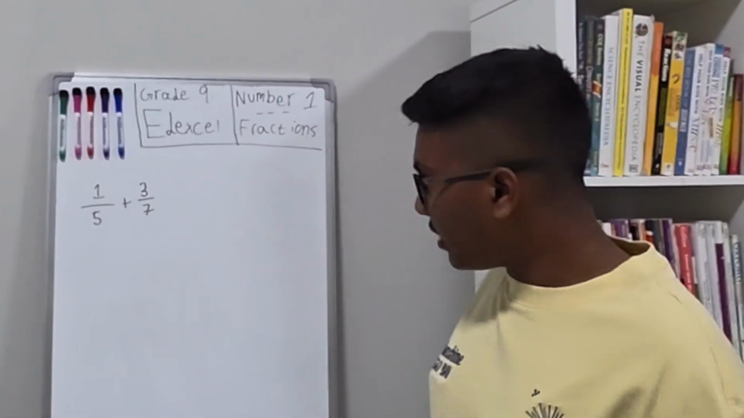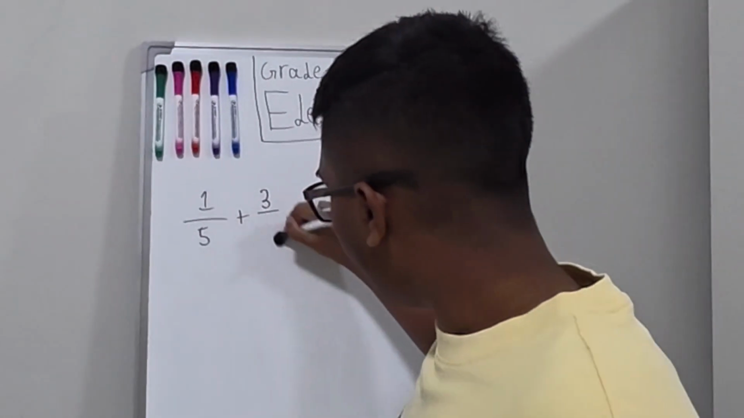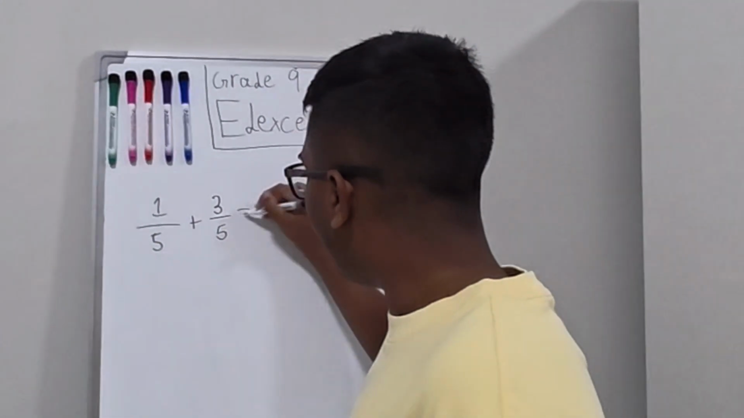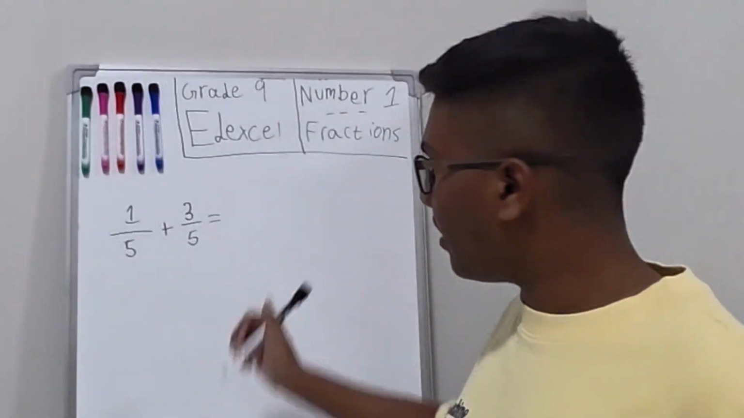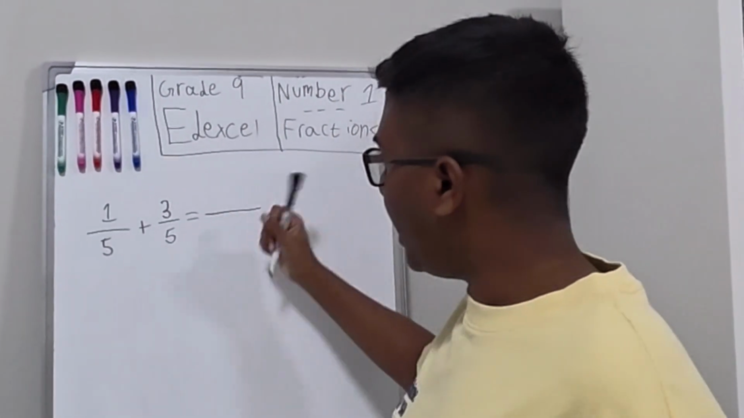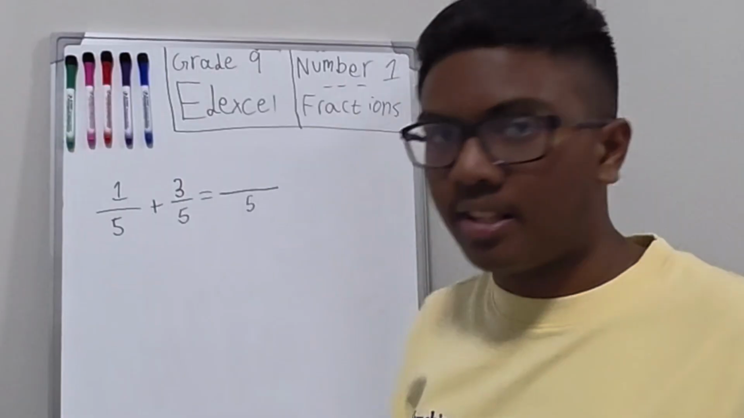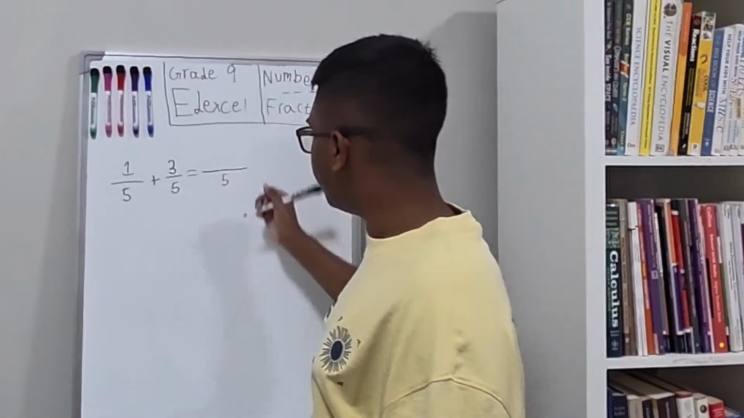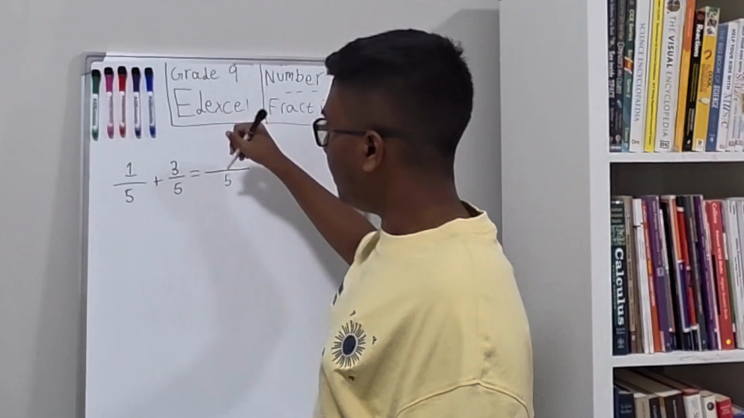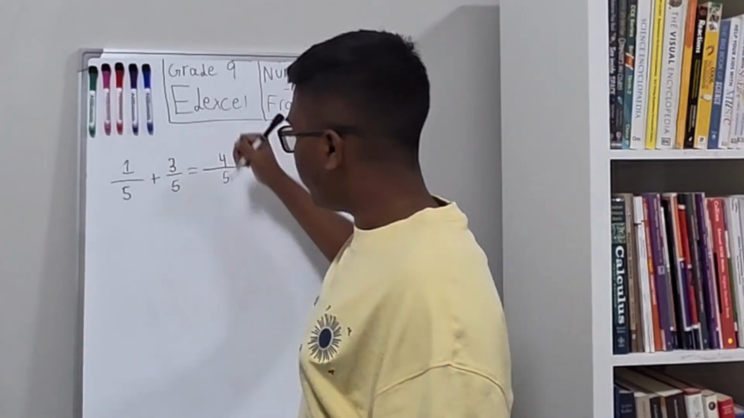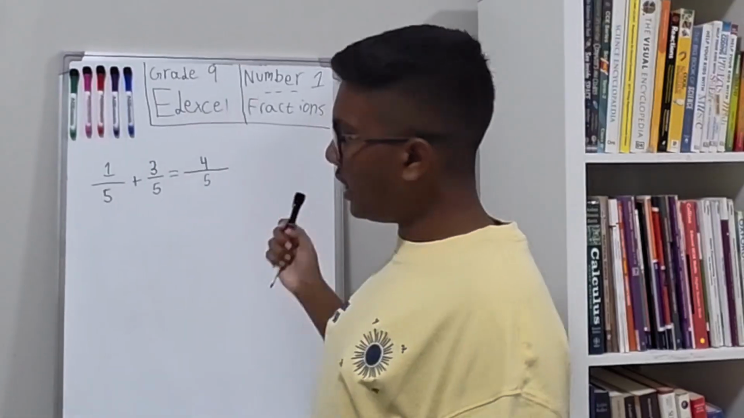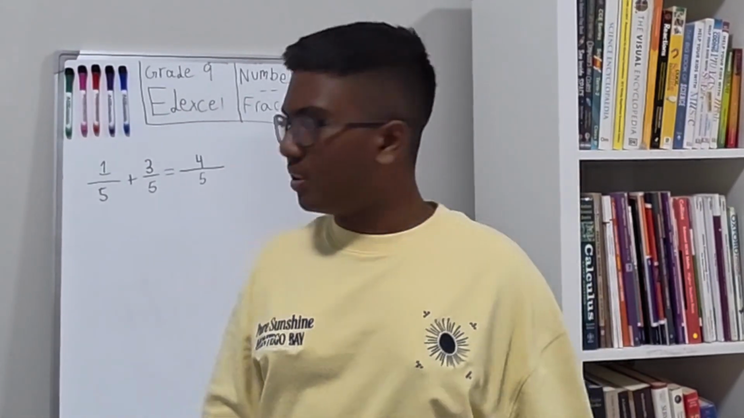First of all, let's start with an easier setup. Let's change the 7 to a 5. Now in this case, what you would do is you would take the denominator and keep it the same, but you would add the numerators together. So 1 plus 3 is equal to 4. So 1 over 5 plus 3 over 5 is equal to 4 over 5.